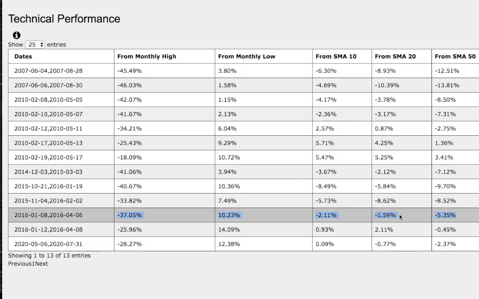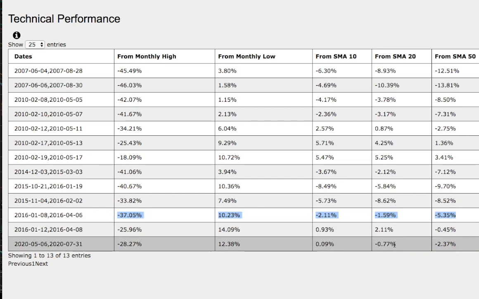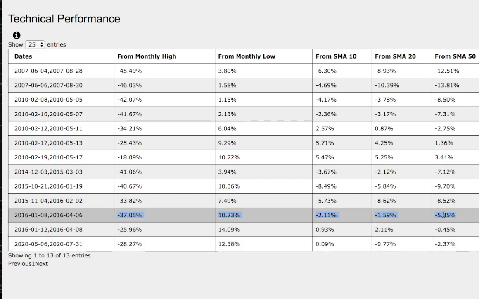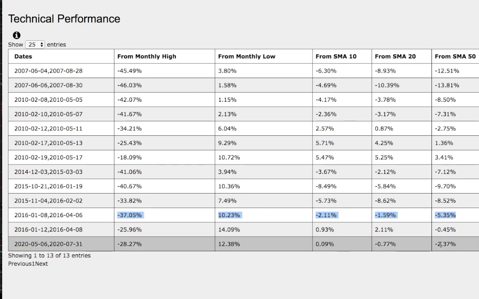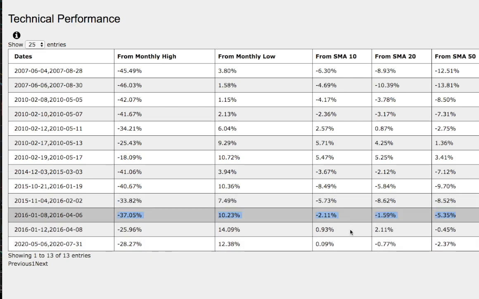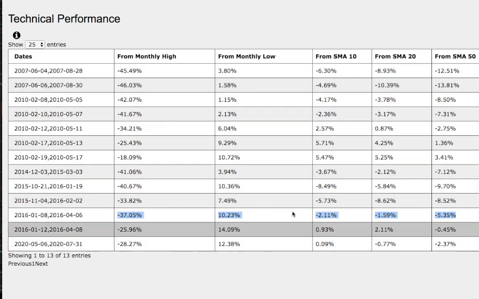Back then it was down 2% from the 20-day simple moving average. Compare that to down 1% now. And back then it was down 5%. Compare that to the current trend, which is down 2%. So there are slight technical differences. One is in the 10 simple moving average. So do keep that in consideration.